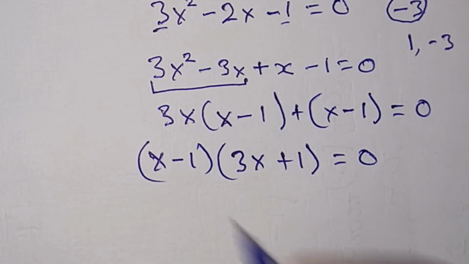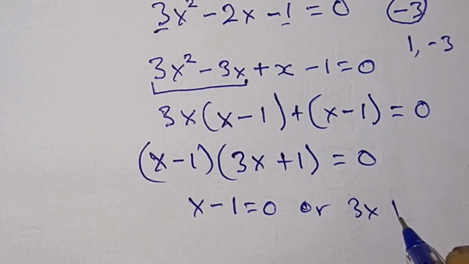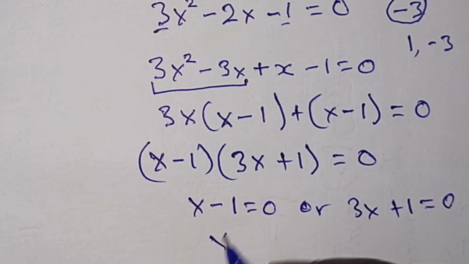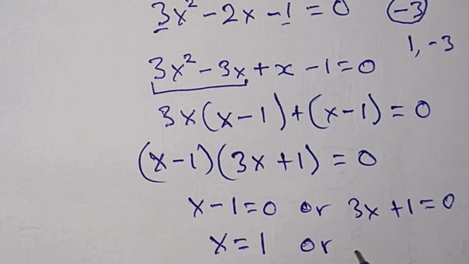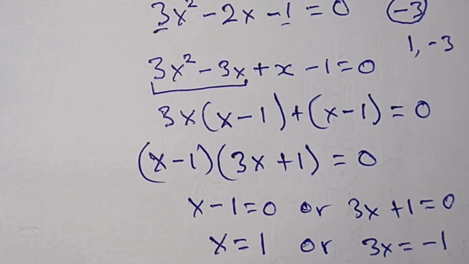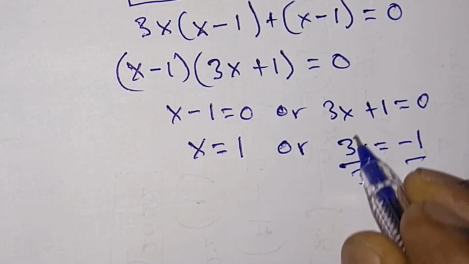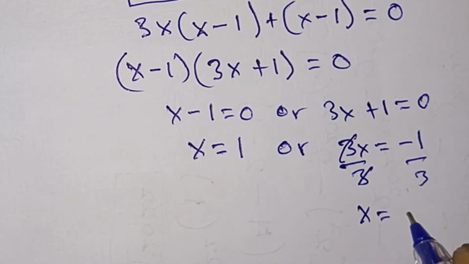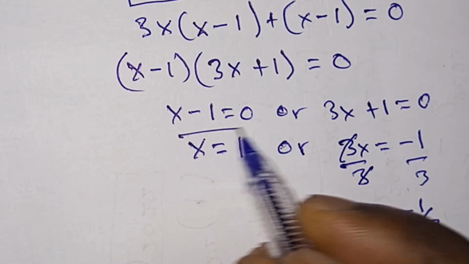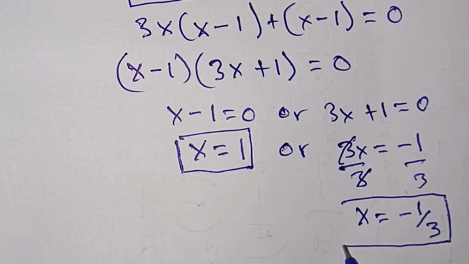Now from here, we can state that x minus 1 is equal to 0, or 3x plus 1 is equal to 0. If x minus 1 is equal to 0, then it means x is equal to 1, or if 3x plus 1 is 0, it means 3x is equal to minus 1. Then we will divide each side of the equation by 3, so that this and this will go. We have x is equal to minus 1 over 3. So these are the values of x. X is equal to 1, or x is equal to minus 1 over 3.